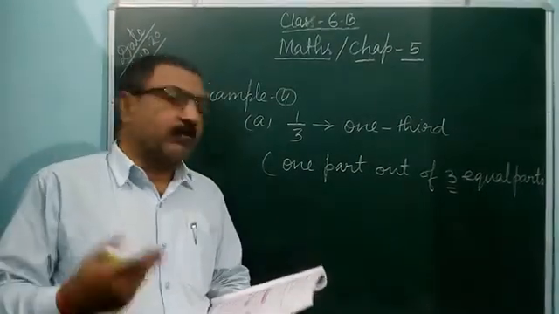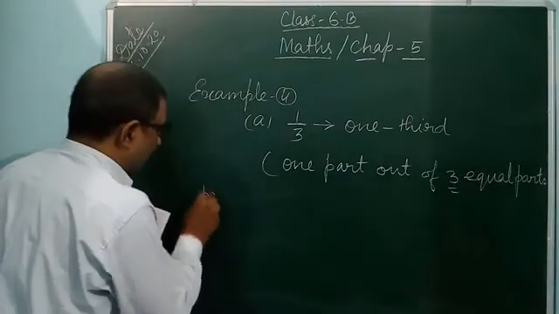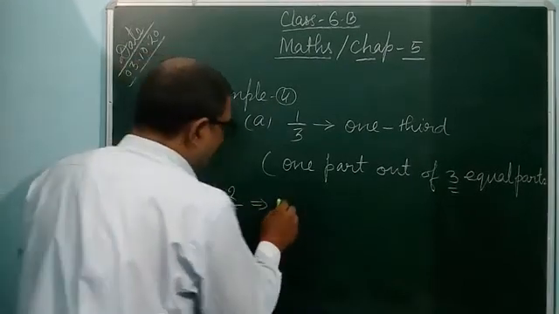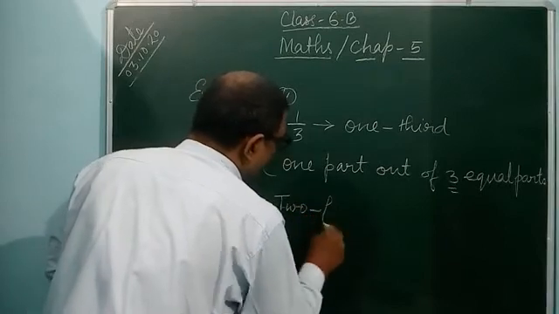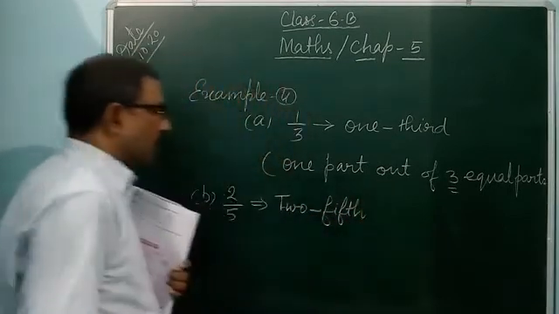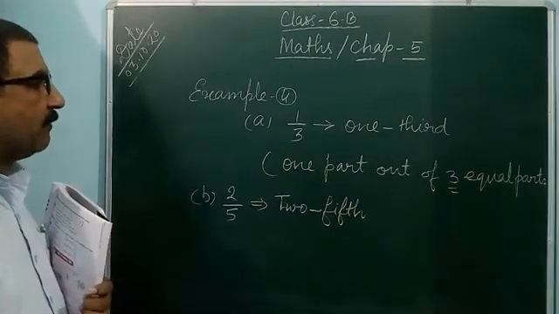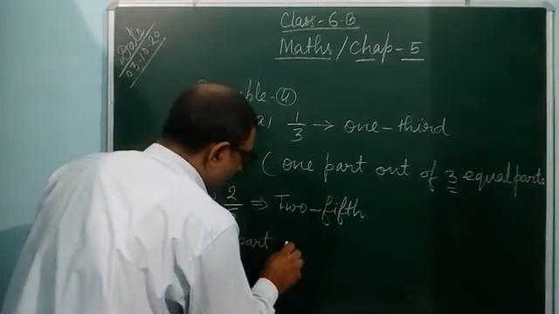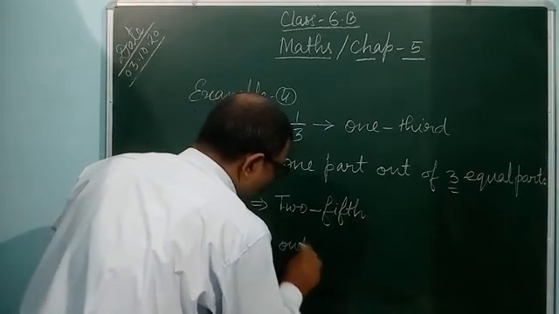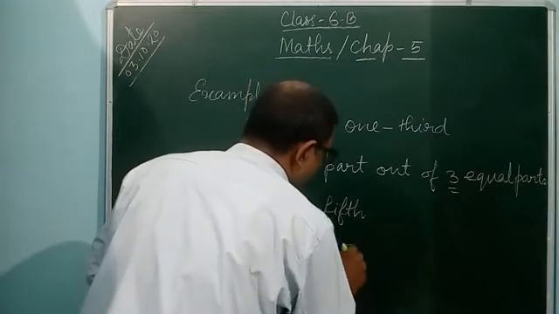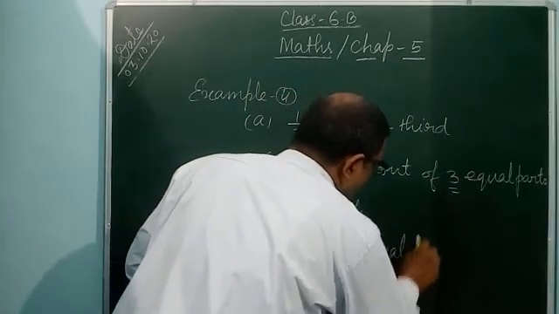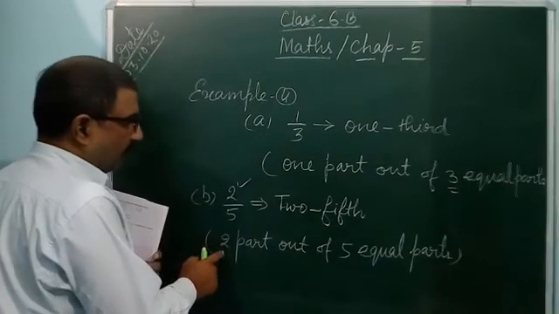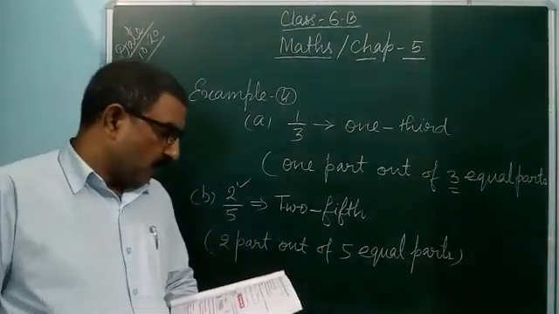Like that, 2 by 5, written as 2/5. 2 by 5 means 2/5. 2/5 means 2 parts out of 5 equal parts. You can write this: 2 parts out of 5 equal parts.